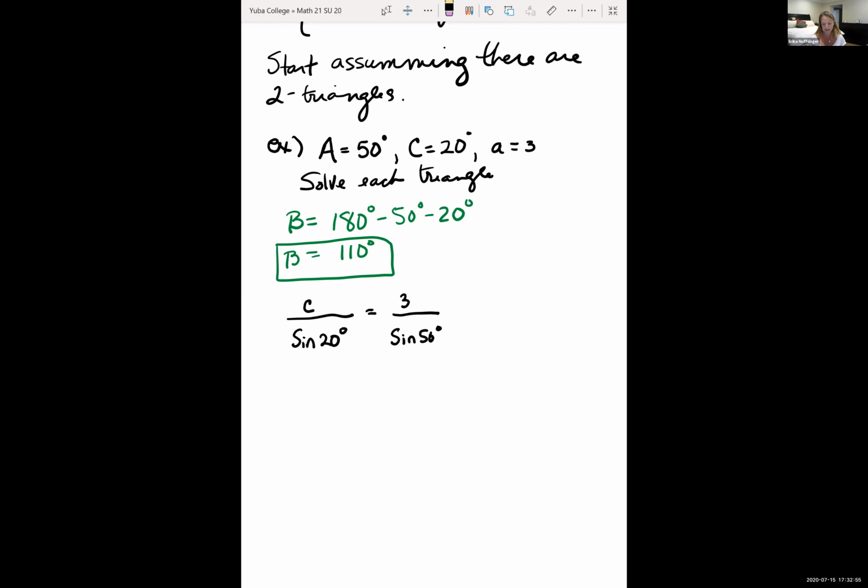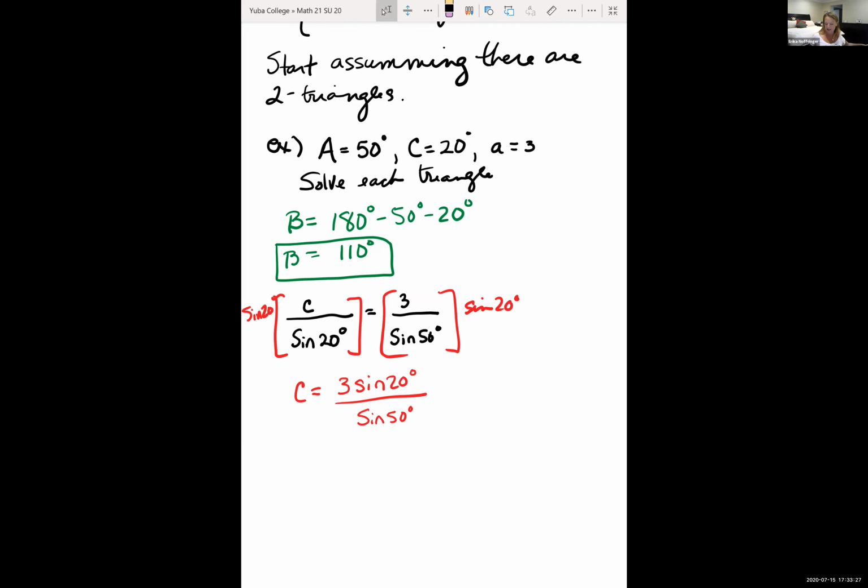So to get the side by itself, C, all we have to do is multiply both sides of our equation by sine of 20. And that would clear our fraction, and that would leave us what C is. C is going to equal 3 sine of 20 all over sine of 50 degrees.